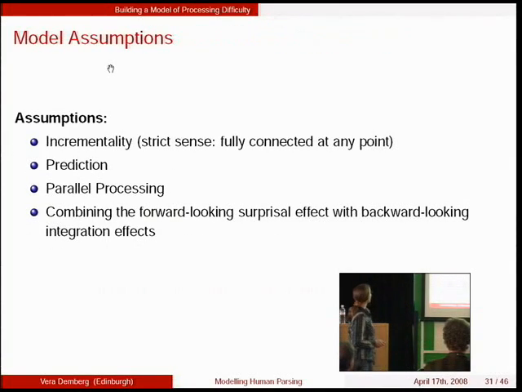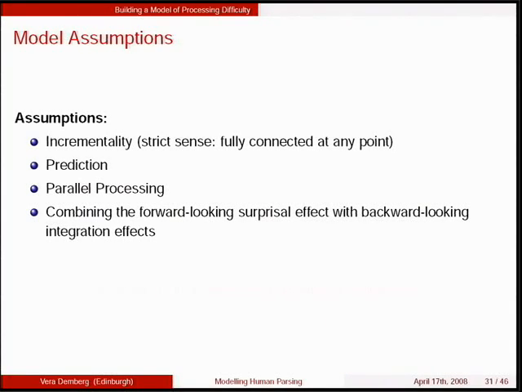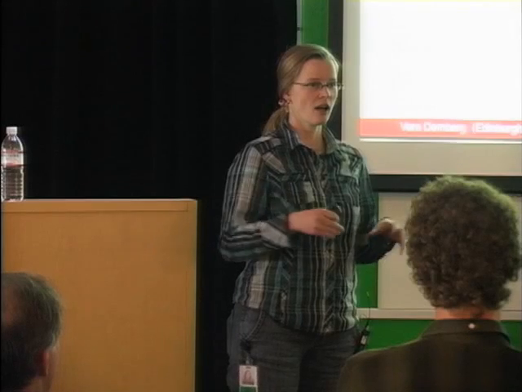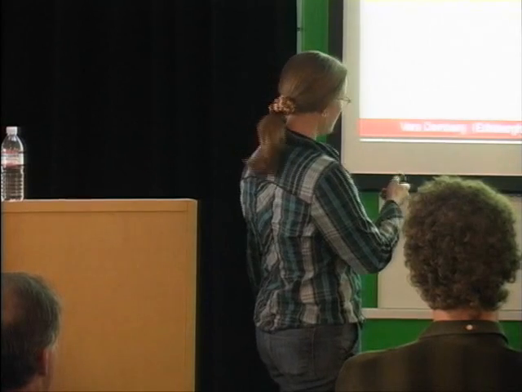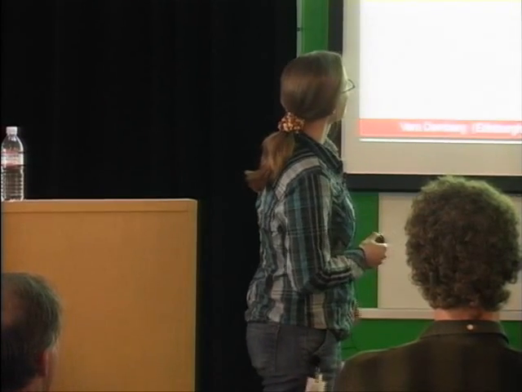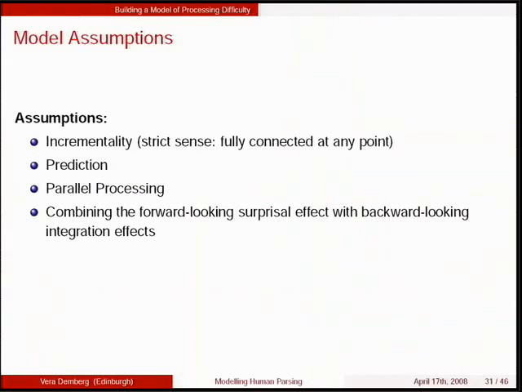So the assumptions in my model are incrementality. So incrementality of processing means that on a word-by-word basis, when you perceive a word, you build your representation, you update your idea of what's going on in the sentence. And here, I say in the strict sense, because I'm assuming full connectivity at each point. So that means that you don't defer any processing till later. You try to be really eager in building up your representation of what's going on in the sentence.